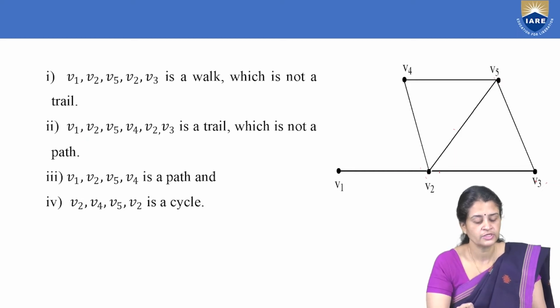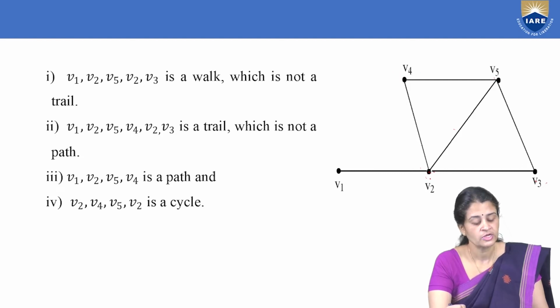Now consider this, which one? V1, V2, V5, V4, V2, V3. Now just repeat in it. So it's a trail, but the vertex V2 is repeating in it. It's not a path. And consider this one: V1, V2, V3, V5, V4. V1, V2, V5, V4. It's a path.